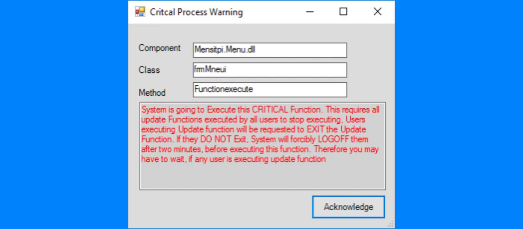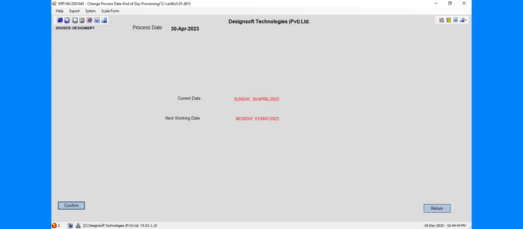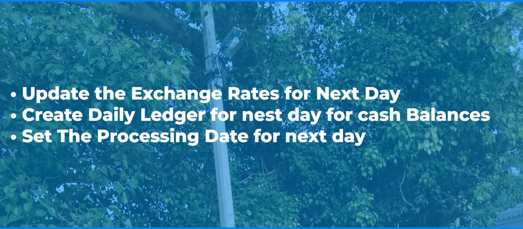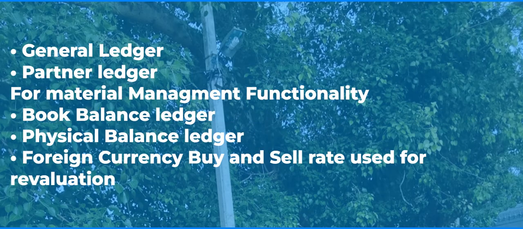The end of day function should be executed, during which time no functions that update registers and ledgers should be executed. If anyone is executing, it will log him off in 1 minute after giving notice. Inquiry functions and report functions could be executed. This will update the exchange rates for the next day, create the daily ledger for the next day for cash balances, and set the processing date for the next day. On the last day of the accounting period, it will create the ledgers of the new accounting period.